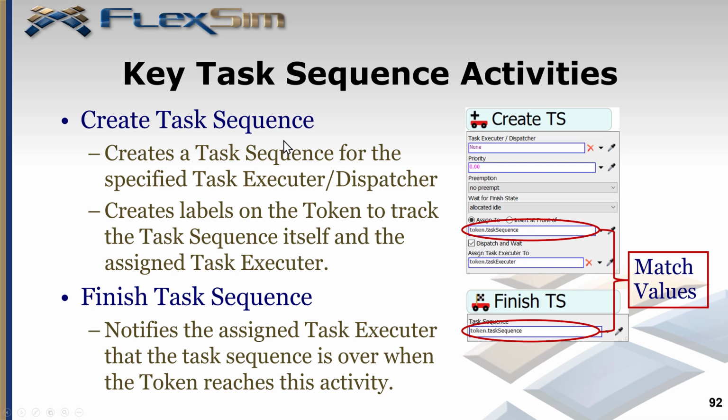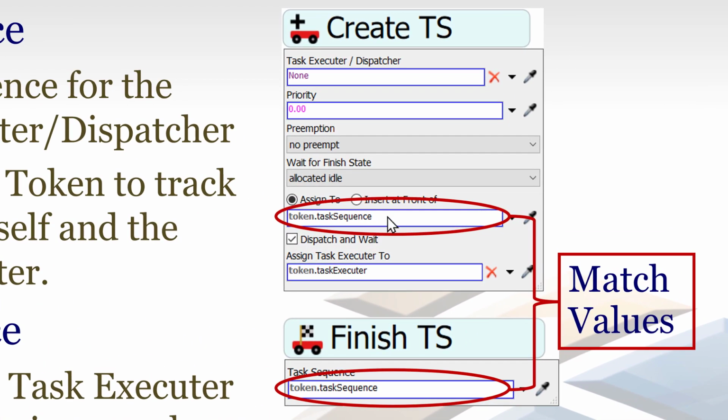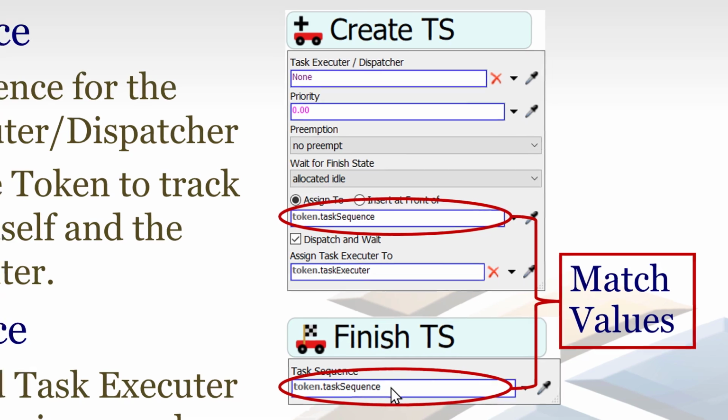For this reason, this activity is meant to be paired with the finish task sequence activity, which is used to assign the finished task. You can see here that in the create task sequence activity, you're asked to define or specify a label on the token that will track this. The default is token.taskSequence. We usually leave that as it is, and then in the finished task sequence it references that label to match them up.